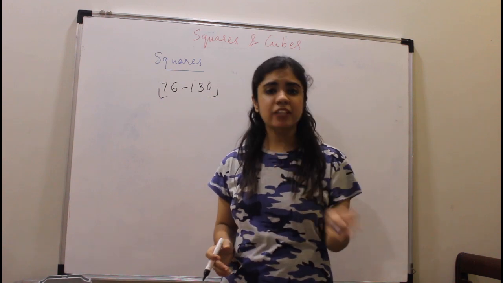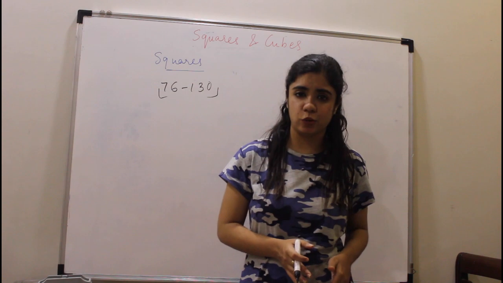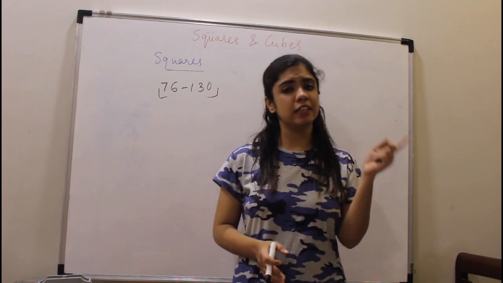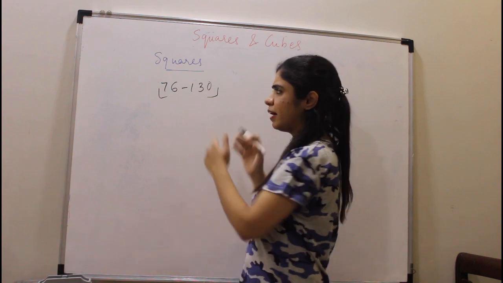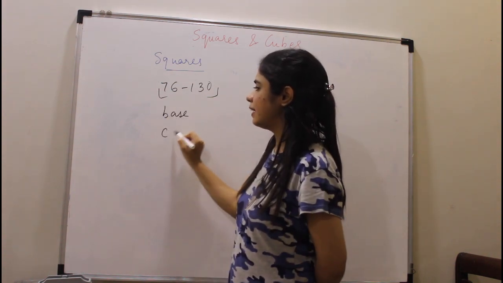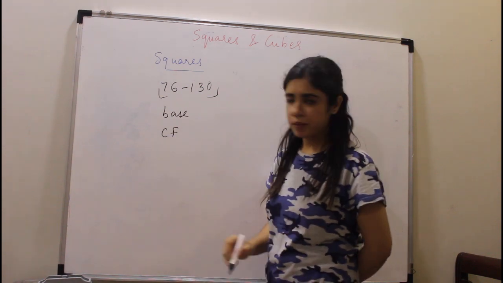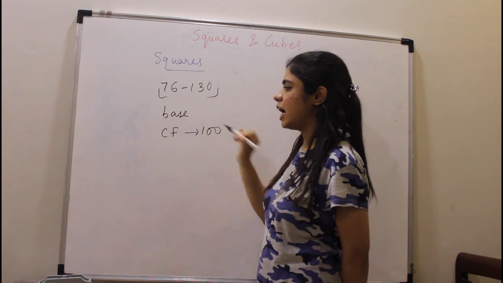And for any 3-digit number, if you want to calculate squares, there are some other techniques which have been discussed in the previous video. So you can have a look at that also. Now let's come back to this. For all these numbers, your base and comparison factor is different. For all these numbers, your comparison factor is 100.